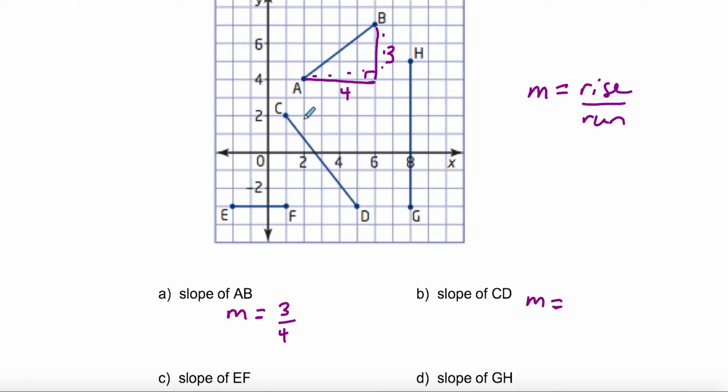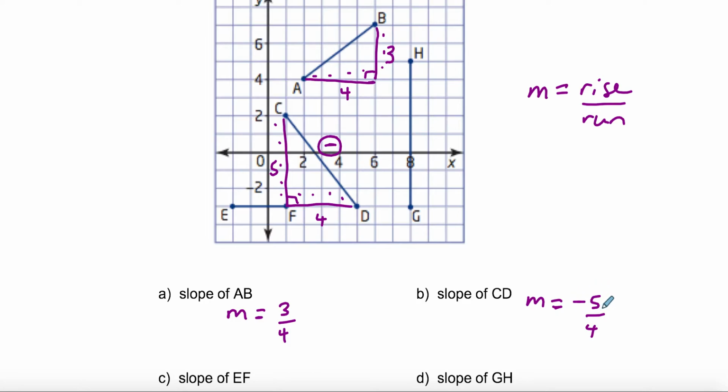So the slope of CD, again, I see this long line segment, so something we often do is just draw in our right triangle. And then I'm able to count the squares. So 1, 2, 3, 4, 5 over 1, 2, 3, 4. So this one looks like it has a slope of 5/4, but you're going to have to be careful. This line is going down. So I'm going to say here the slope is -5/4.